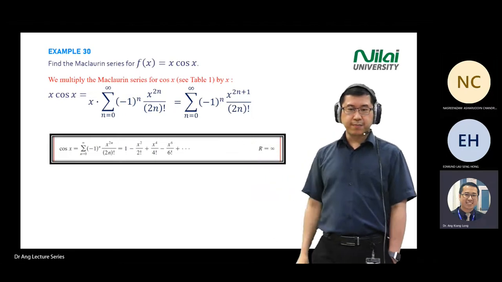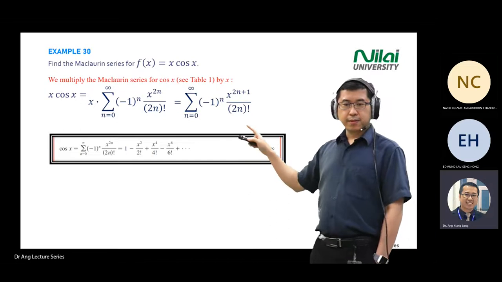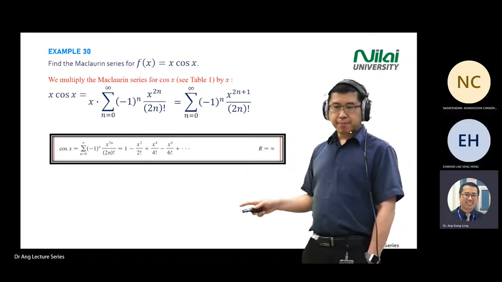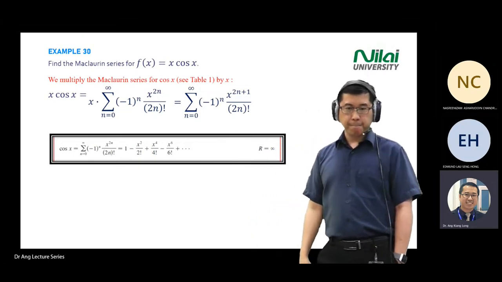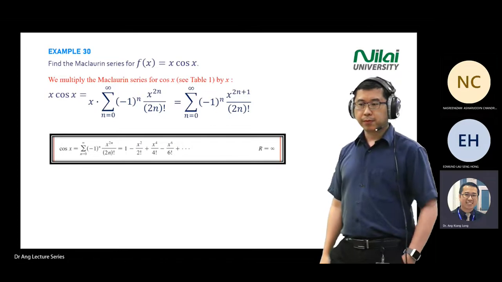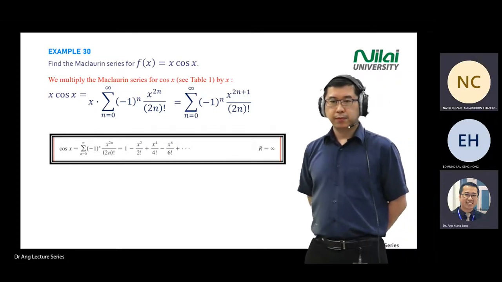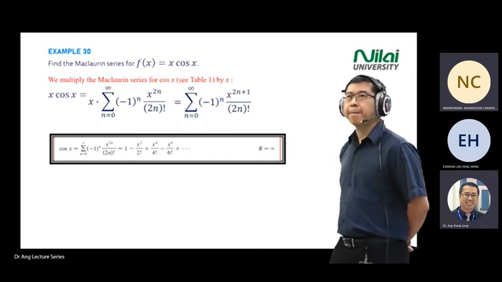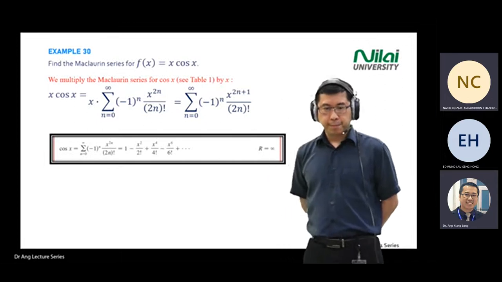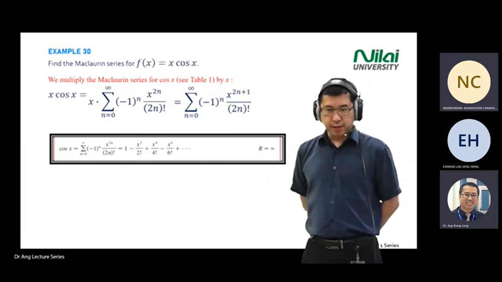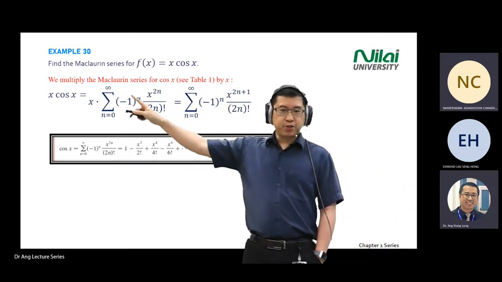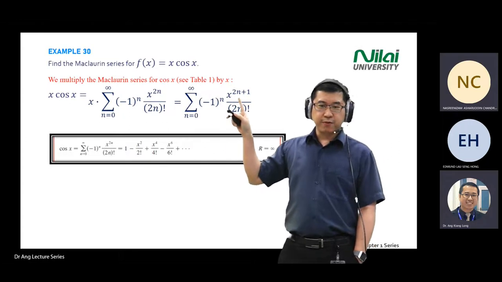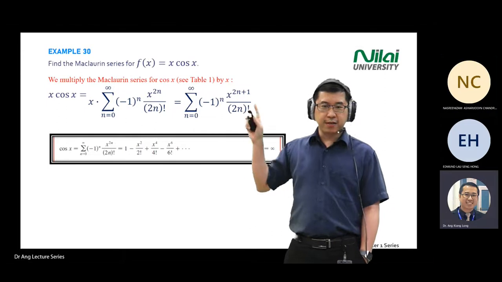Any questions so far for these steps? Nizam, Edmund? No, sir. Okay, Edmund, good. Nizam, any question? You okay, Nizam? Okay. Again, this is just a simple algebra multiplication. You take x times x power 2n, you get this one. If you don't know, go and check your advanced mathematics textbook.